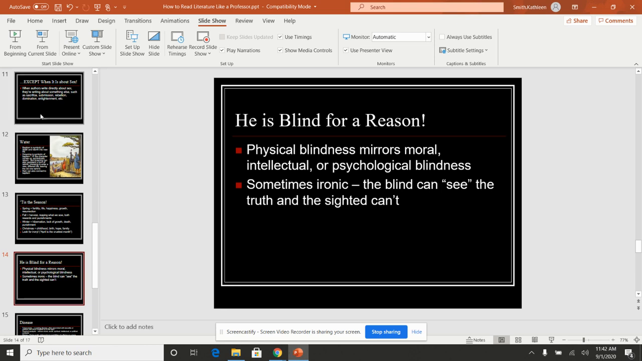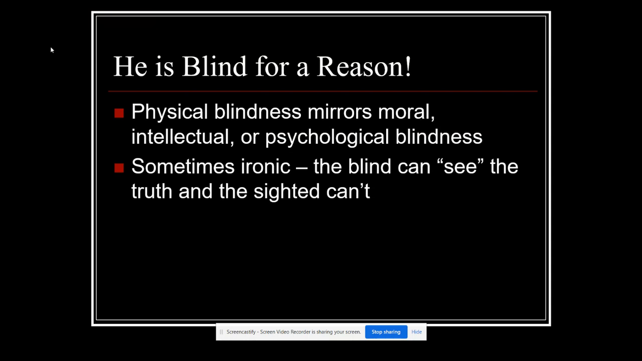Okay, guys, so we're going to pick up where we left off yesterday, talking about literary analysis and some common patterns. Okay, so just a few more slides here. I wanted to remind you guys that very often when characters are physically blind, that means that they have some kind of other second sight.